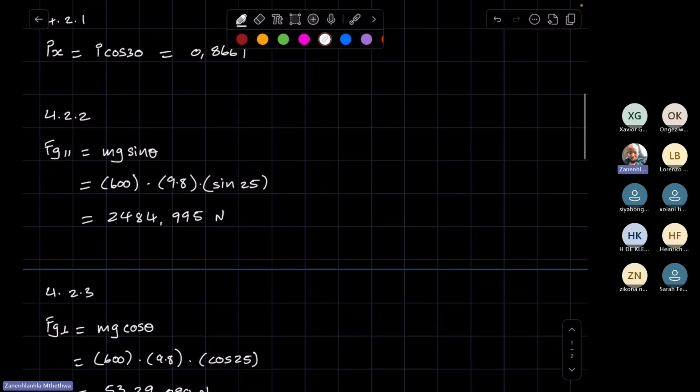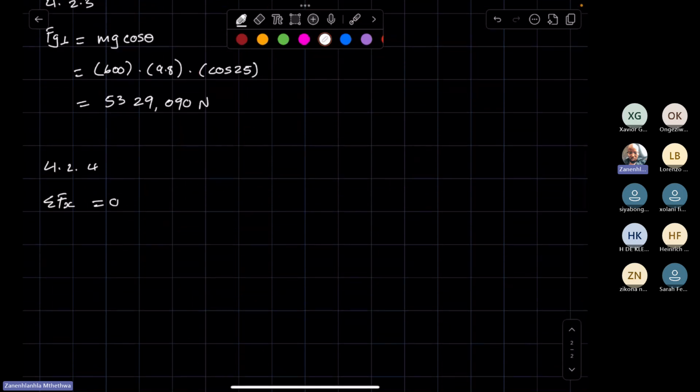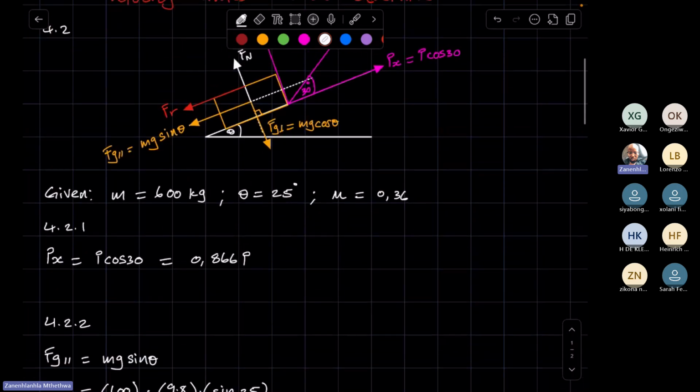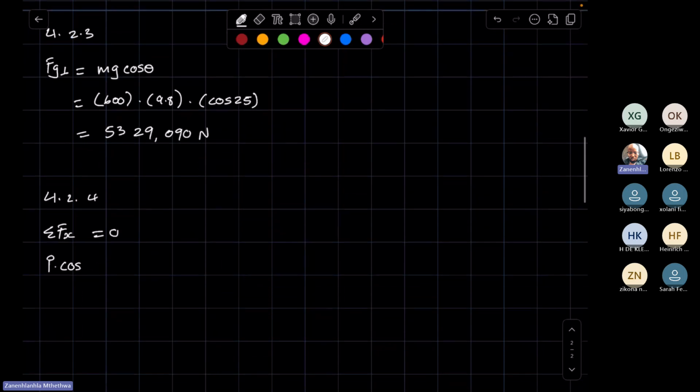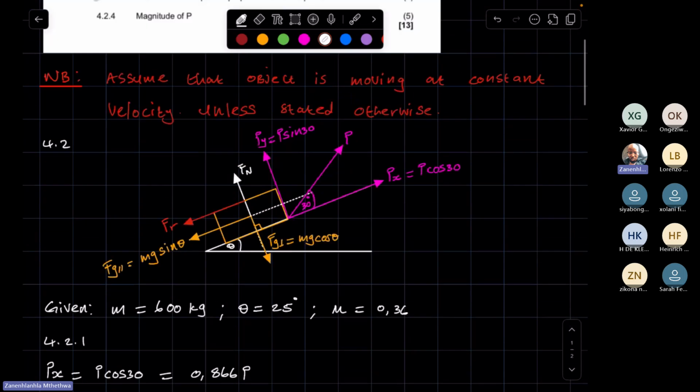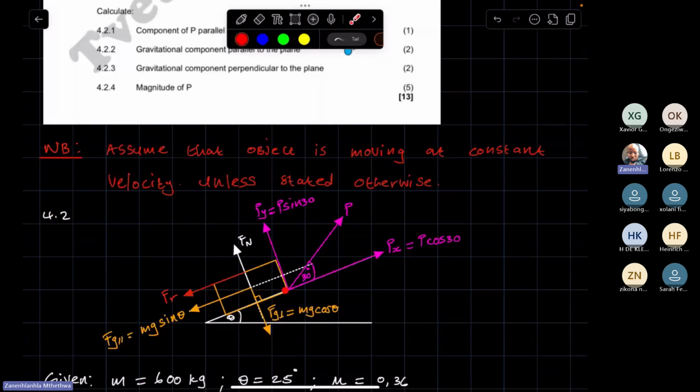Right, so we have P cos 30. P cos 30 is equal to 0.866. So we can just call this 0.866P. Right, that's the only force that's headed in the positive direction. The other two are headed in the negative direction.